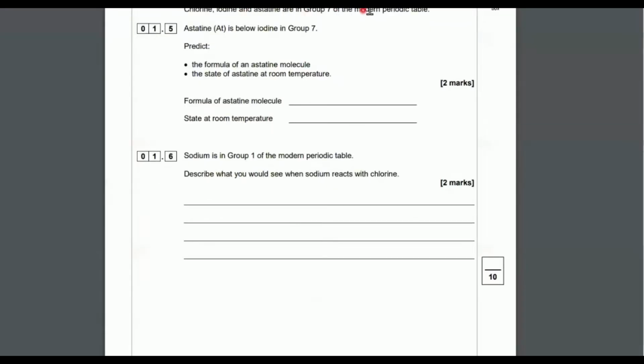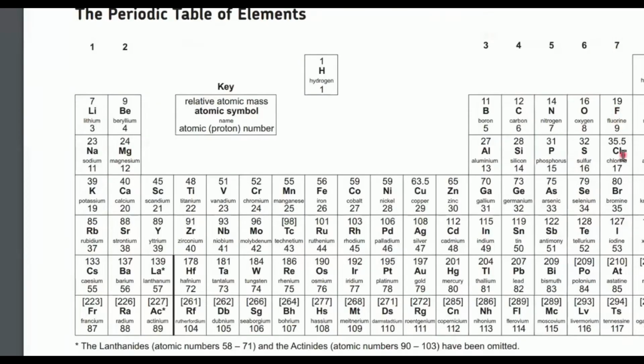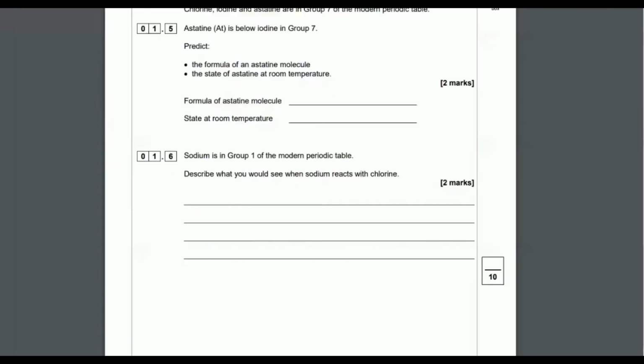Okay, let's move on to 1.5. So, chlorine, iodine, astatine are in group 7 of the modern periodic table. Astatine is below iodine in group 7. Predict the formula of astatine, the state of astatine at room temperature. We'll check out group 7. We can just come down here. Look, the formula At, we've got it. It's below iodine. So the formula of the astatine molecule, we don't really need to predict because you're given the periodic table in the exam.